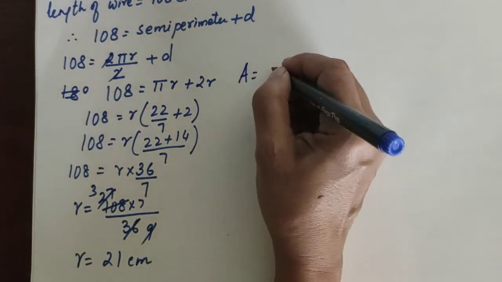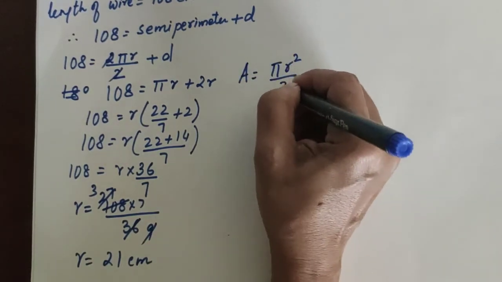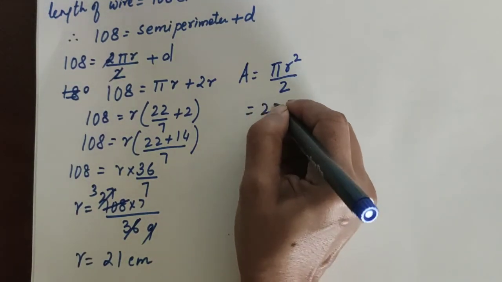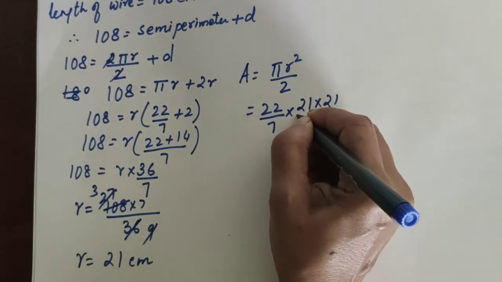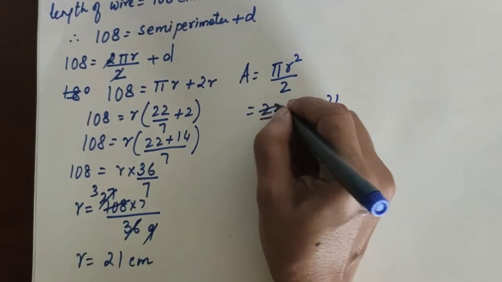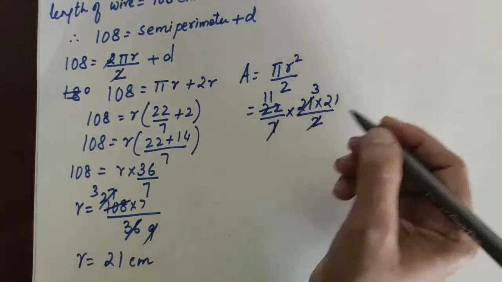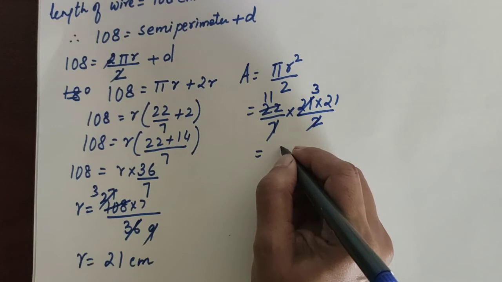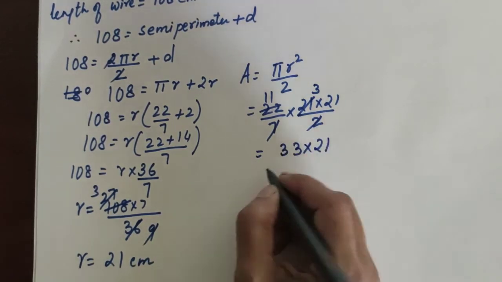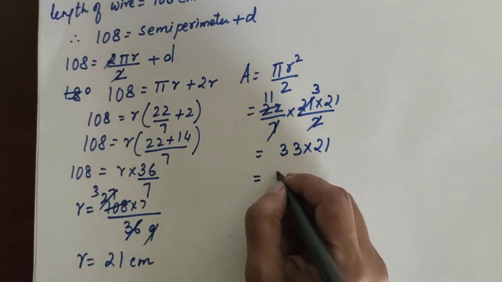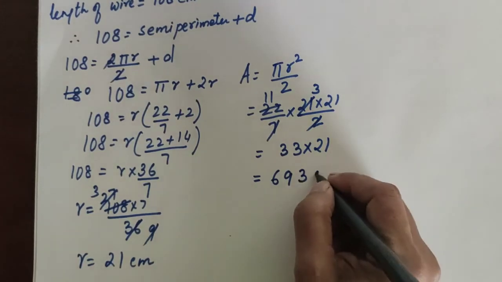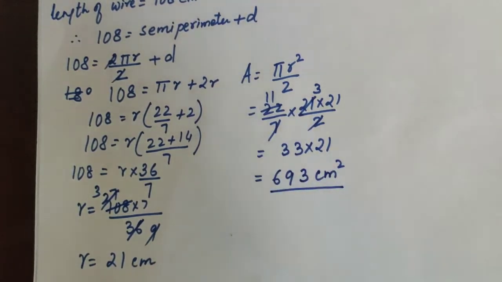So area is equal to pi r square upon 2, which is 22 upon 7 into r is 21 into 21 upon 2. So 2, 11, 7 3s are, so it gives you 33 into 21, which is giving you the area as 693 centimeter square. So this is your second answer. This is your first answer, where you have to find the radius as well as the area.